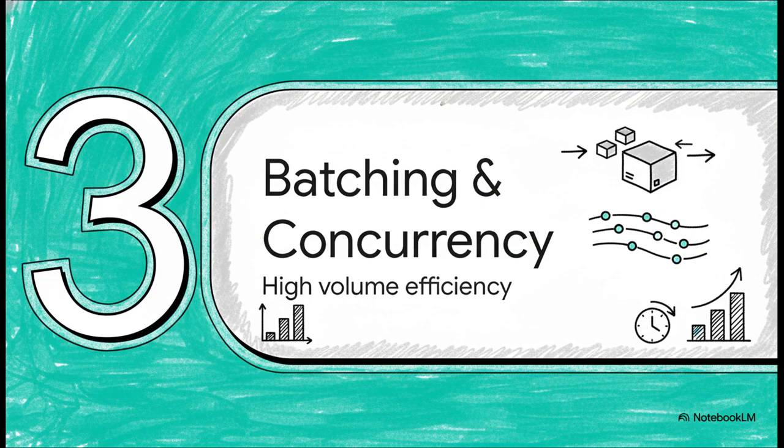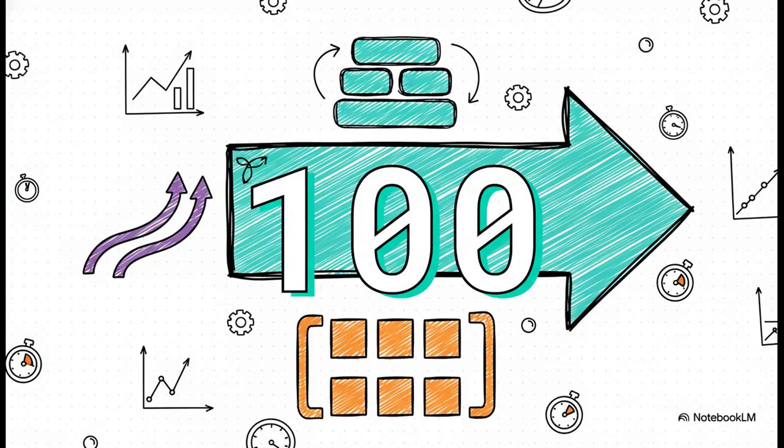Okay, let's move on to our next 2 levers, batching and concurrency. These are your go-to tools when you're not just dealing with a single slow request, but a really high volume of requests that all need to be processed efficiently. So let's take a classic example. Imagine your application needs to write 100 new records to a database. The simple, kind of naive approach is to just send 100 separate insert commands. The problem is, each one of those has its own network and transaction overhead, and that adds up incredibly quickly.